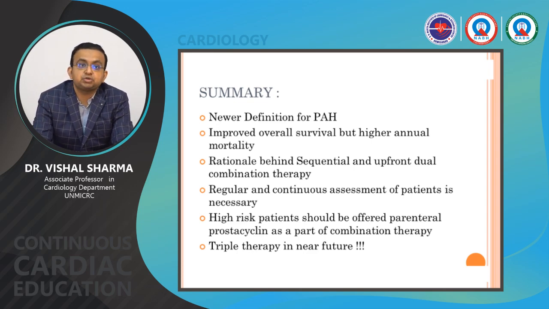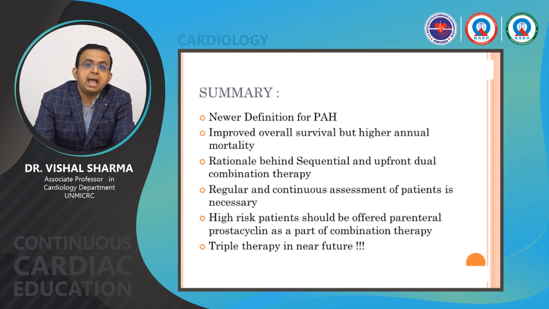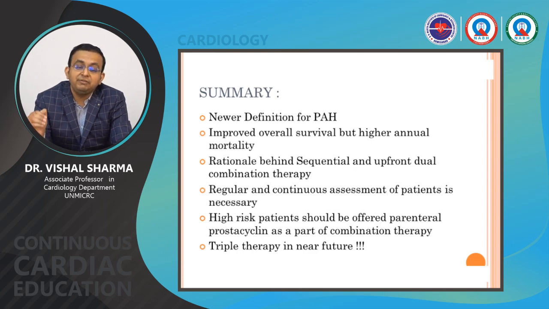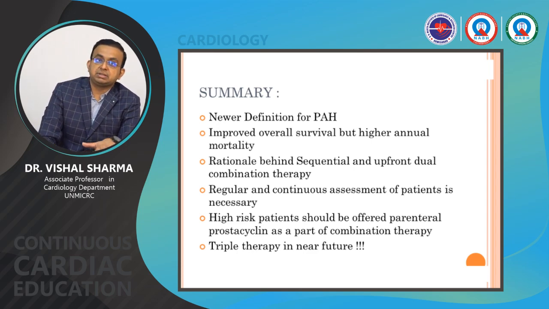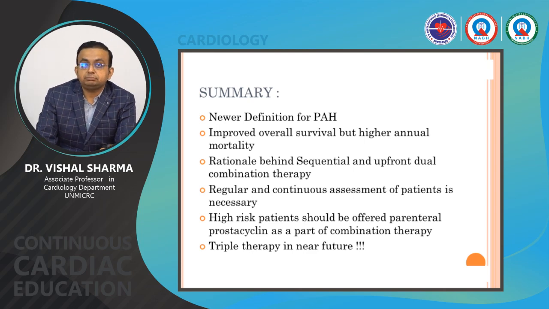There's a strong rationale, there are trials, and there is data supporting sequential and upfront dual combination therapy. So combination therapy is the drug of choice, I would say, for this group of patients. Monotherapy is limited to a very selected group of patients, and CCB is for a very small group of patients. It's just 5 to 10% of the patients with pulmonary arterial hypertension. As I said, vasoreactivity in these patients is really less.